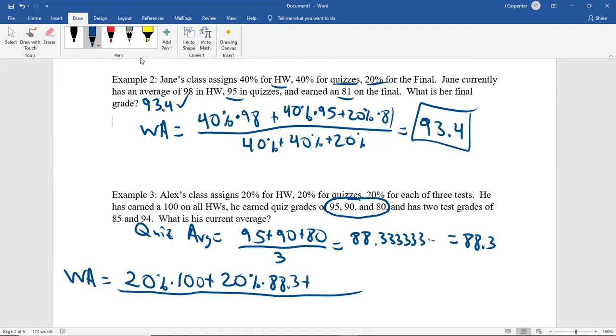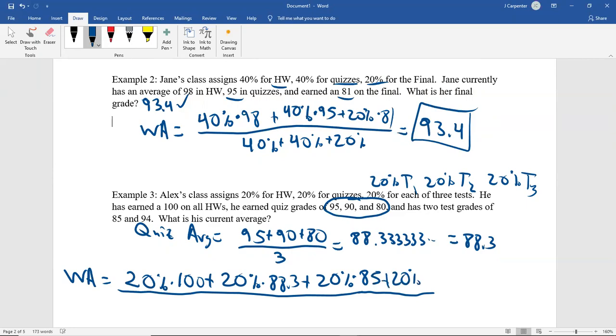So 20% for each of 3 tests. So that's 3 sets of 20s. It's 20% for test 1, 20% for test 2, 20% for test 3. But we only have grades for test 1 and 2, so you're only going to see the first 2 tests accounted for. So 20% for test 1, and he earned an 85, plus the 20% for test 2, of which he earned a 94. So I'm going to label these. This was your homework. This was your quiz. This was test 1. This is test 2.